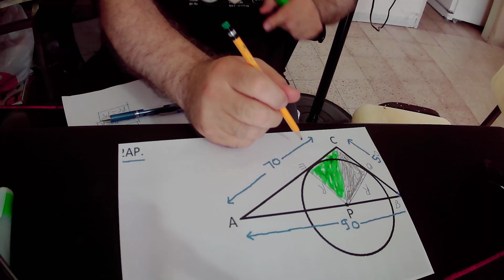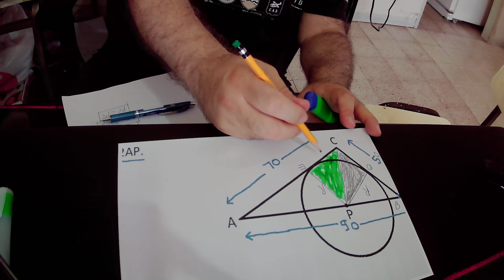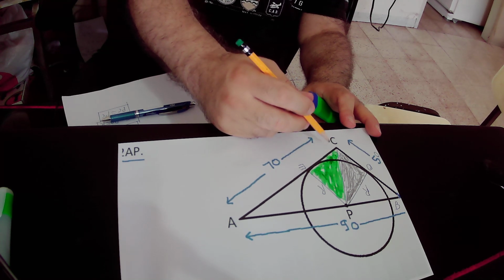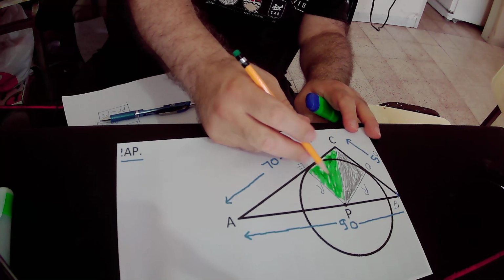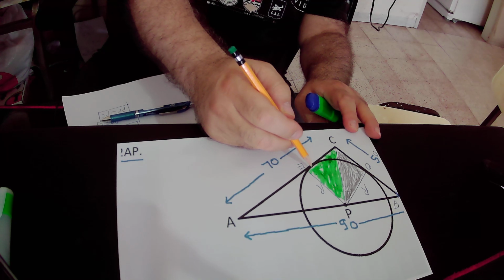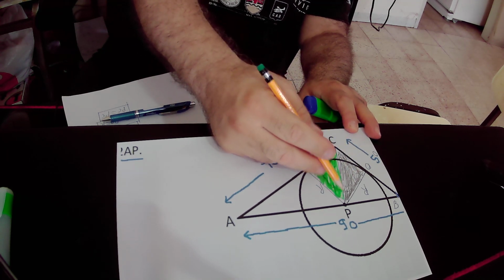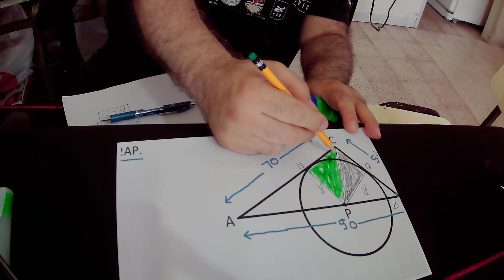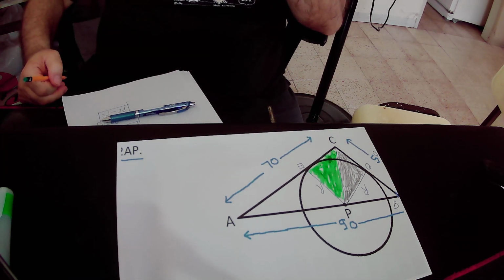Because CE of the green triangle equals CO of the black triangle, PE of the black triangle equals PO of the black triangle, and PC of the green triangle is equal to PC of the black triangle. Okay?